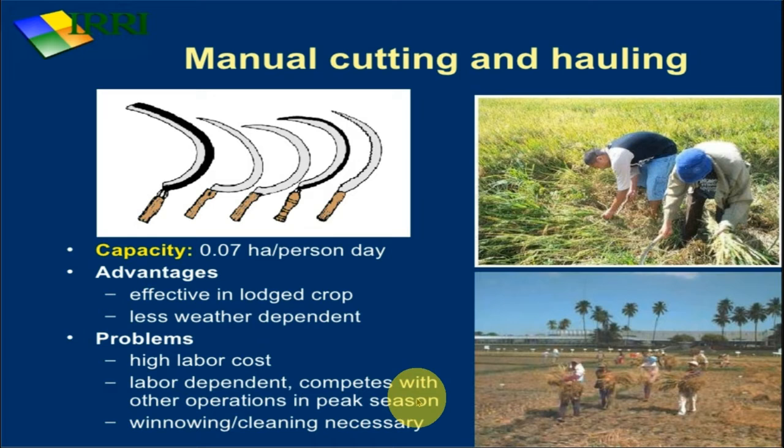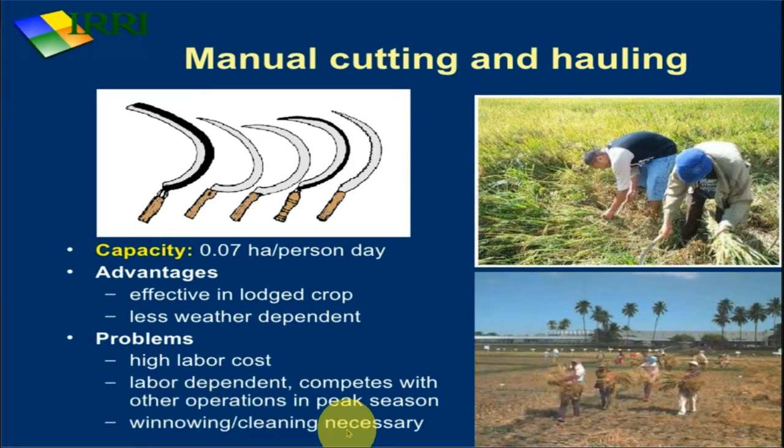Labor dependent, competes with other operations in peak season. If it is peak season, then labor will charge high salary because they have to do more work and they are getting more job opportunities, because this is seasonal employment. Agriculture is seasonal employment, and there are times when we do not have any work to do, but sometimes there is what is called the peak season and so much work has to be done, but the number of persons or laborers doing the operation is limited, so they will increase their salary. Where they will get more money for their work, they will go there and do that.